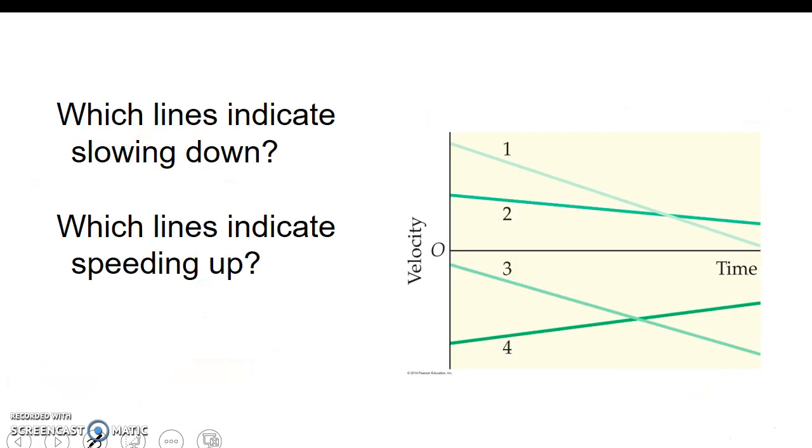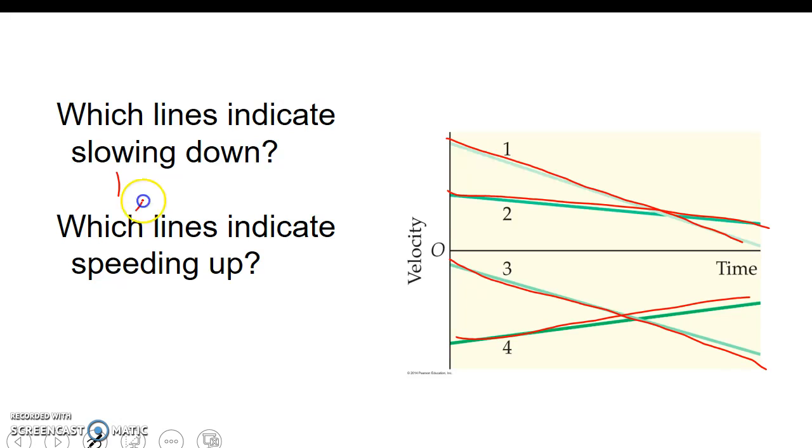So let's take a look here. Which lines indicate slowing down? Which lines indicate speeding up? Anything going towards 0 is slowing down. So let's look at 1. 1, going towards 0, slowing down. 2, going towards 0, slowing down. 3, going away from 0, speeding up. 4, going towards 0, slowing down. So which ones are slowing down? 1, 2, and 4. 3 is the only one speeding up.